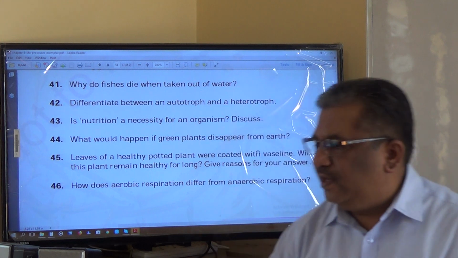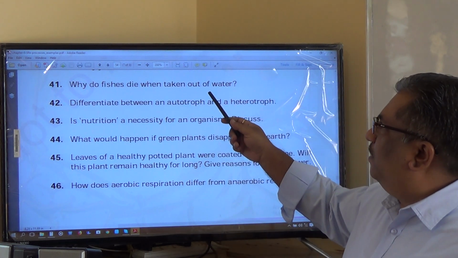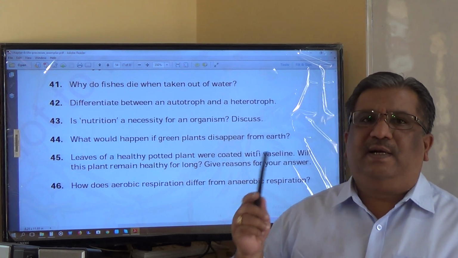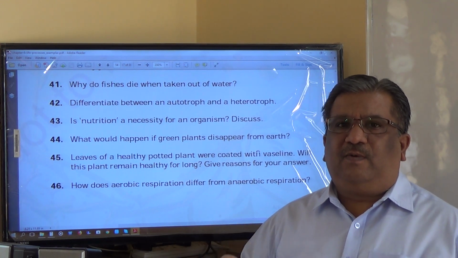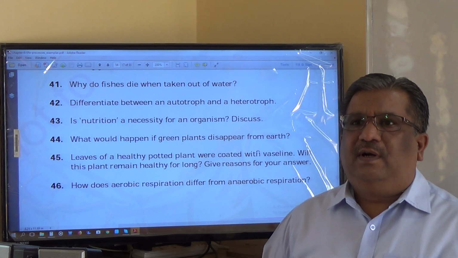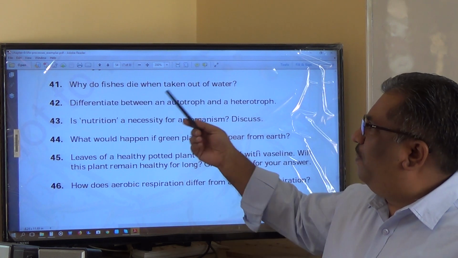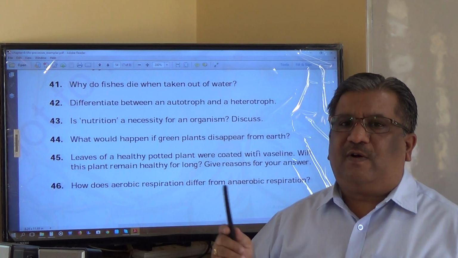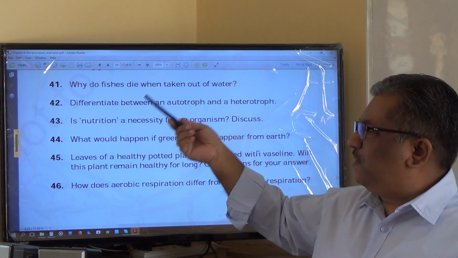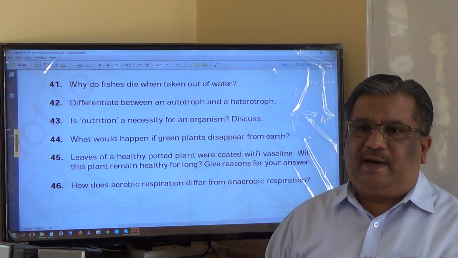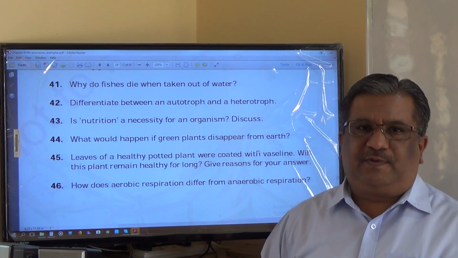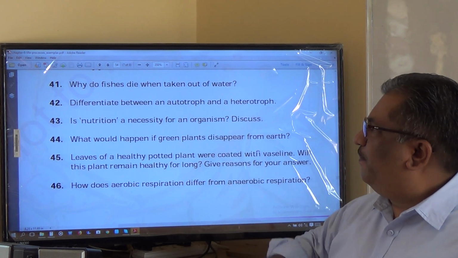Why do fishes die when they are taken out of water? Gills are designed to take up the oxygen from the water, or I can say the gill pouches are designed to take the oxygen which is in the dissolved form. So when the fishes are brought to the terrestrial land, the gills are not designed to absorb the oxygen from the atmosphere, and hence they will die.